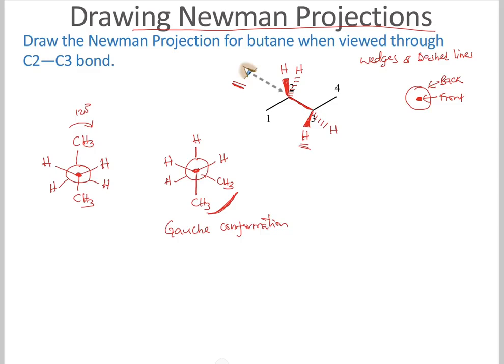In the first one, we have the bulky groups being anti. One is at the top, the other one is at the bottom. That is at the top and back, then the one on carbon number 2 is at the front, and at the bottom. So we call that anti-conformation, or we can call them staggered.